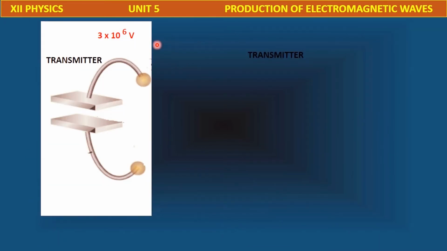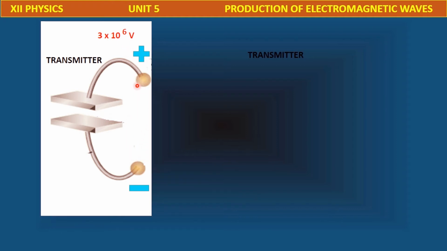So we saw that a stationary charge or a charge which is at rest does not produce electromagnetic waves. And also when the charge moves with a constant velocity, it does not produce electromagnetic waves. Now we shall consider what happens in the space between the two metal electrodes in the Hertz experiment. These are the two metal electrodes. They are given very high potential. When the potential is greater than 3 x 10^6 volt, what happens here?